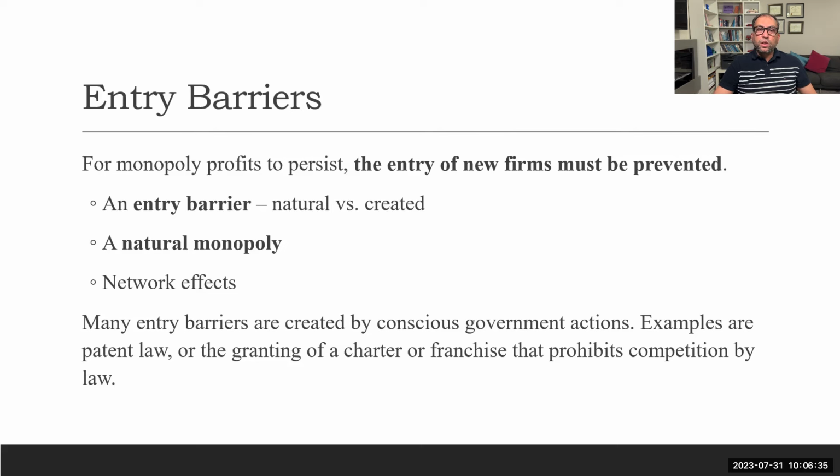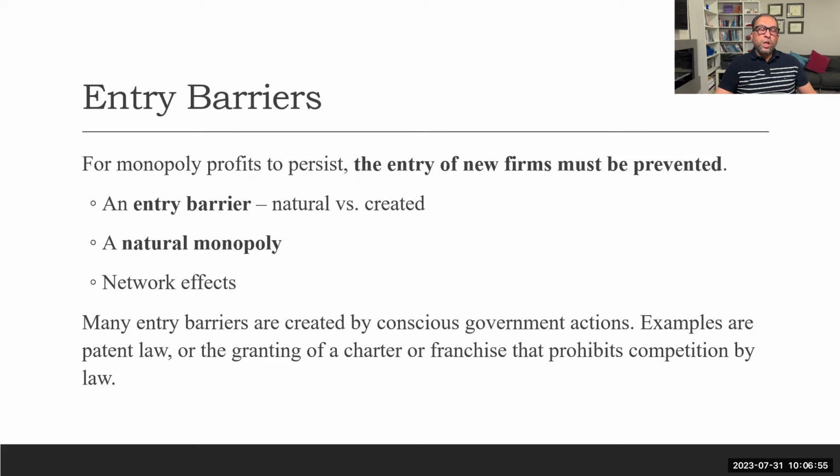So for that reason, it is good that only one firm operates in that type of market, and that type of market we call a natural monopoly. For example, an electricity provider or a natural gas provider. So these are the monopolies in which it is good that we have a single firm.